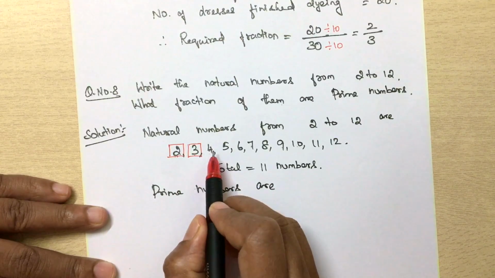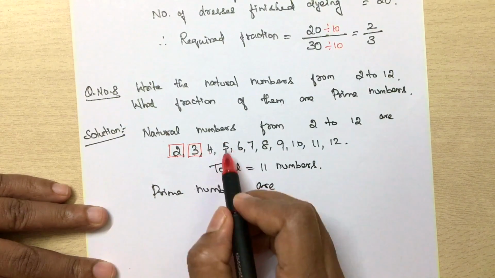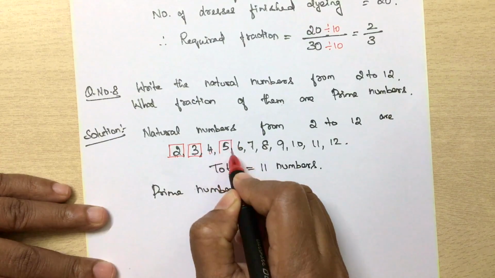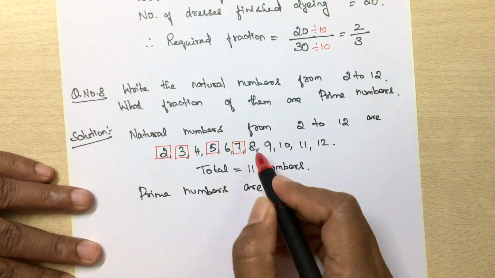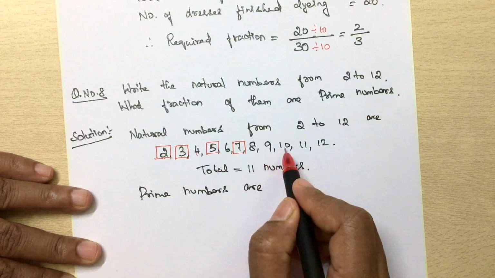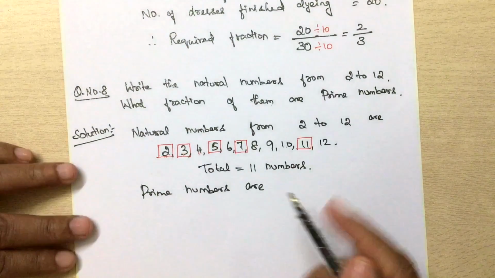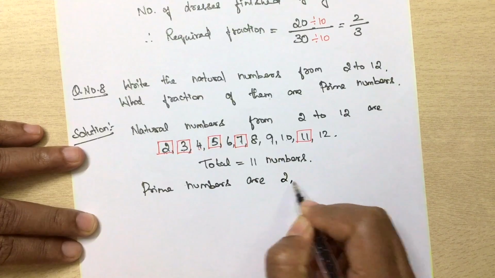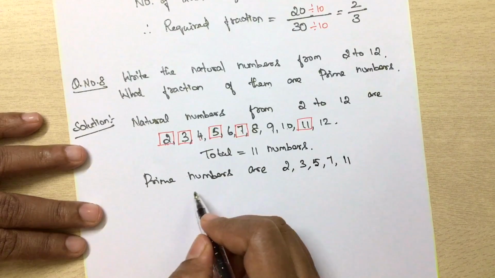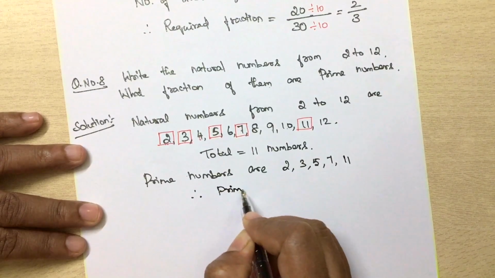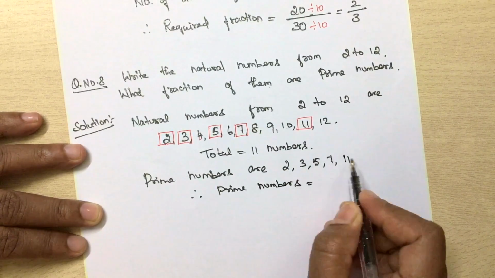Whereas 4 is not a prime number because it can be divided by 1, 2 and 4. Now 5 is again a prime number. 7 is again a prime number. You can divide by 1 and 7 only. So 8, 9, 10, they are not prime numbers. 11 is again a prime number. So what are the prime numbers here? They are 2, 3, 5, 7, 11. How many prime numbers are there? 1, 2, 3, 4, 5.